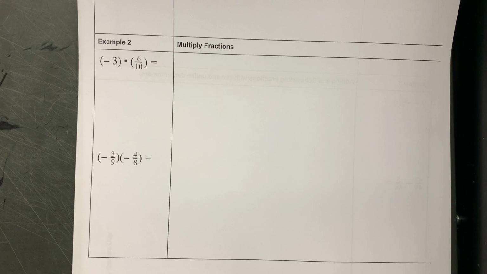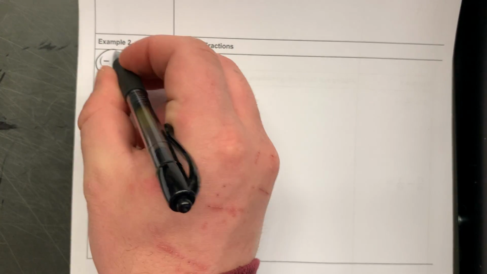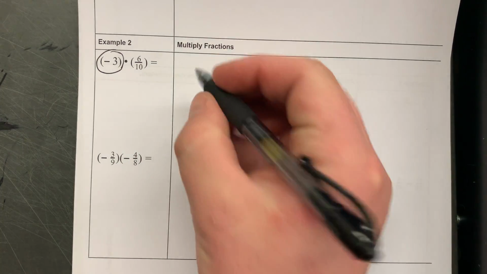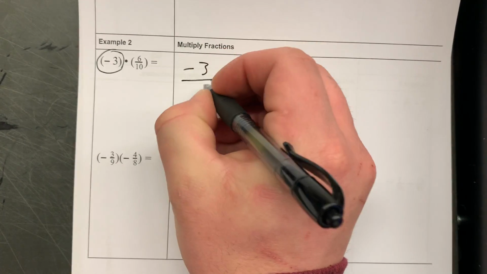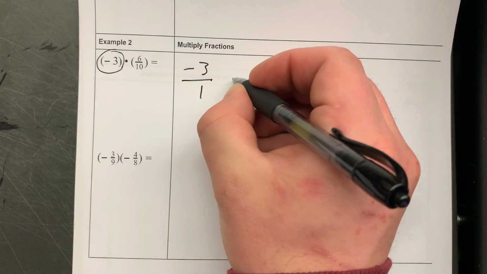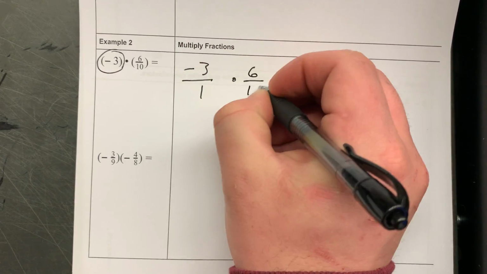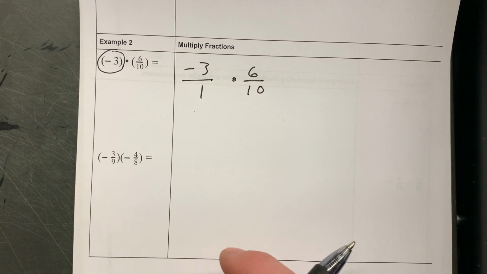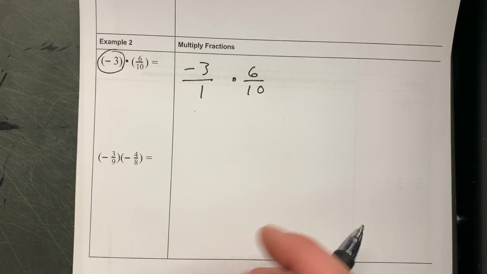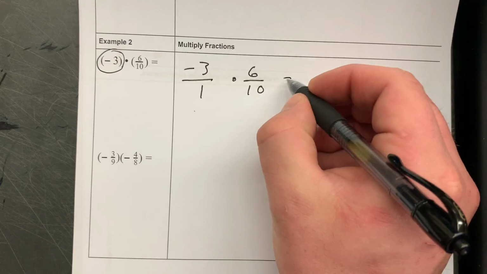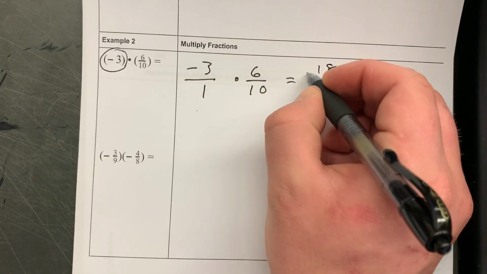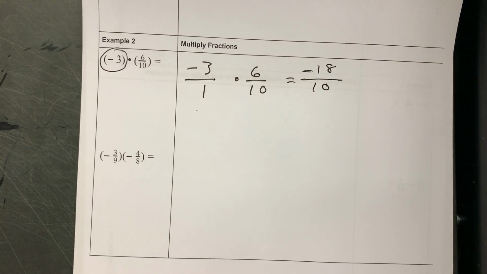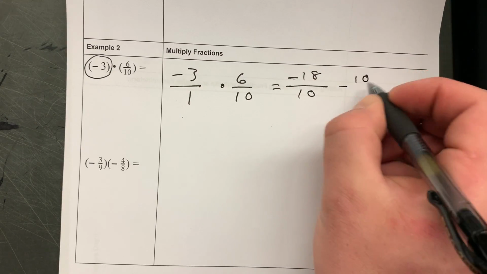Multiplying fractions. If I have a whole number multiplied by a fraction, I can just put that whole number over 1. And then just multiply straight across. Now I see that I have a negative times a positive, so I know my answer is going to be negative at the end of this. 3 times 6 gives me 18. It's going to be a negative 18. 1 times 10 is 10. I can take out one of my whole 10s there.